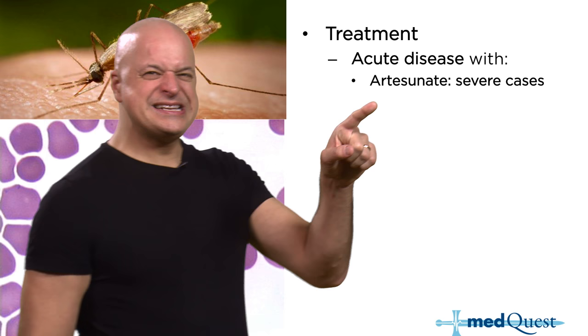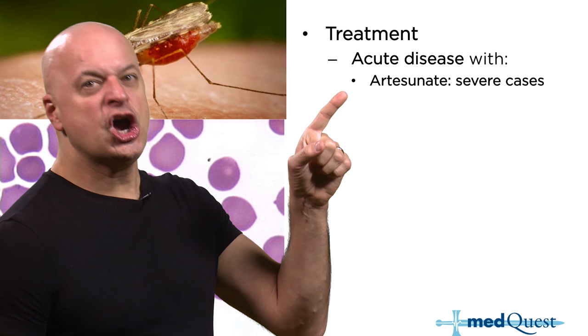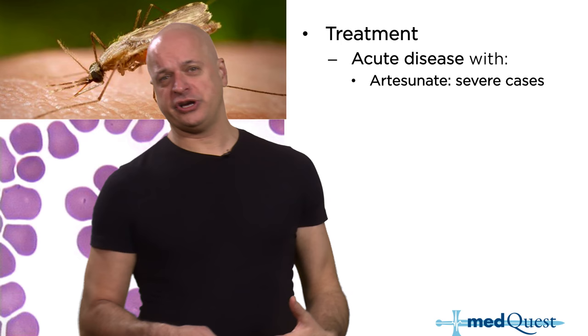Now, welcome to the big leagues, because severe malaria is not treated predominantly with quinine and doxycycline. Severe malaria gets artesunate. You should write down a list of stuff you don't know so that you can look it up later. If you never heard of artesunate, you're not going to know it off the top of your head.